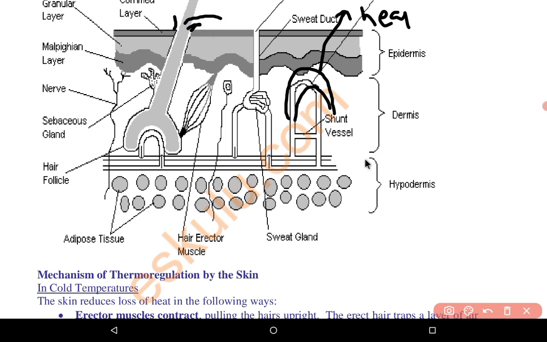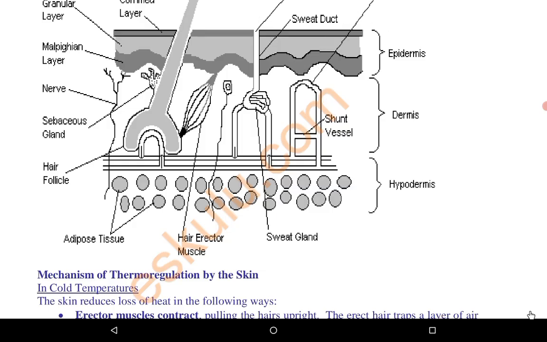What else will happen? These shunt vessels here will close, just the opposite of what we were talking about. And then when it's hot, the sweat pores here will open to remove sweat. So sweat will come out together with some heat. So this is what happens. That's how the skin controls temperature.